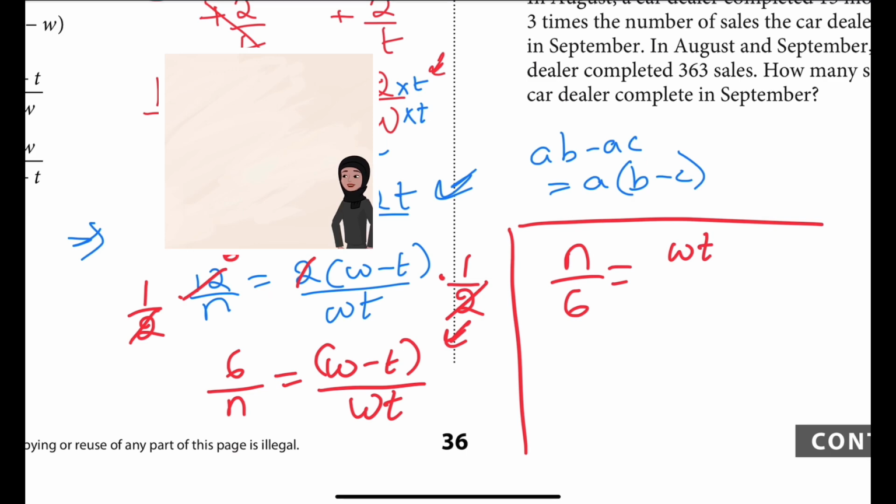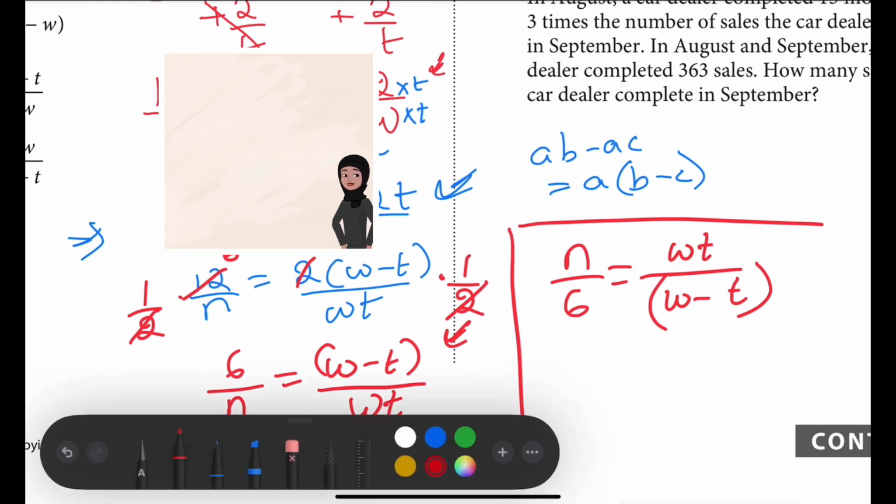Next what we can do is, since we need n in the numerator, we can take the reciprocal on both sides. So n by 6 is equal to wt divided by w minus t. Numerator to the denominator and denominator to the numerator on both sides of the equation. And after that we have to just multiply both sides of the equation by 6.